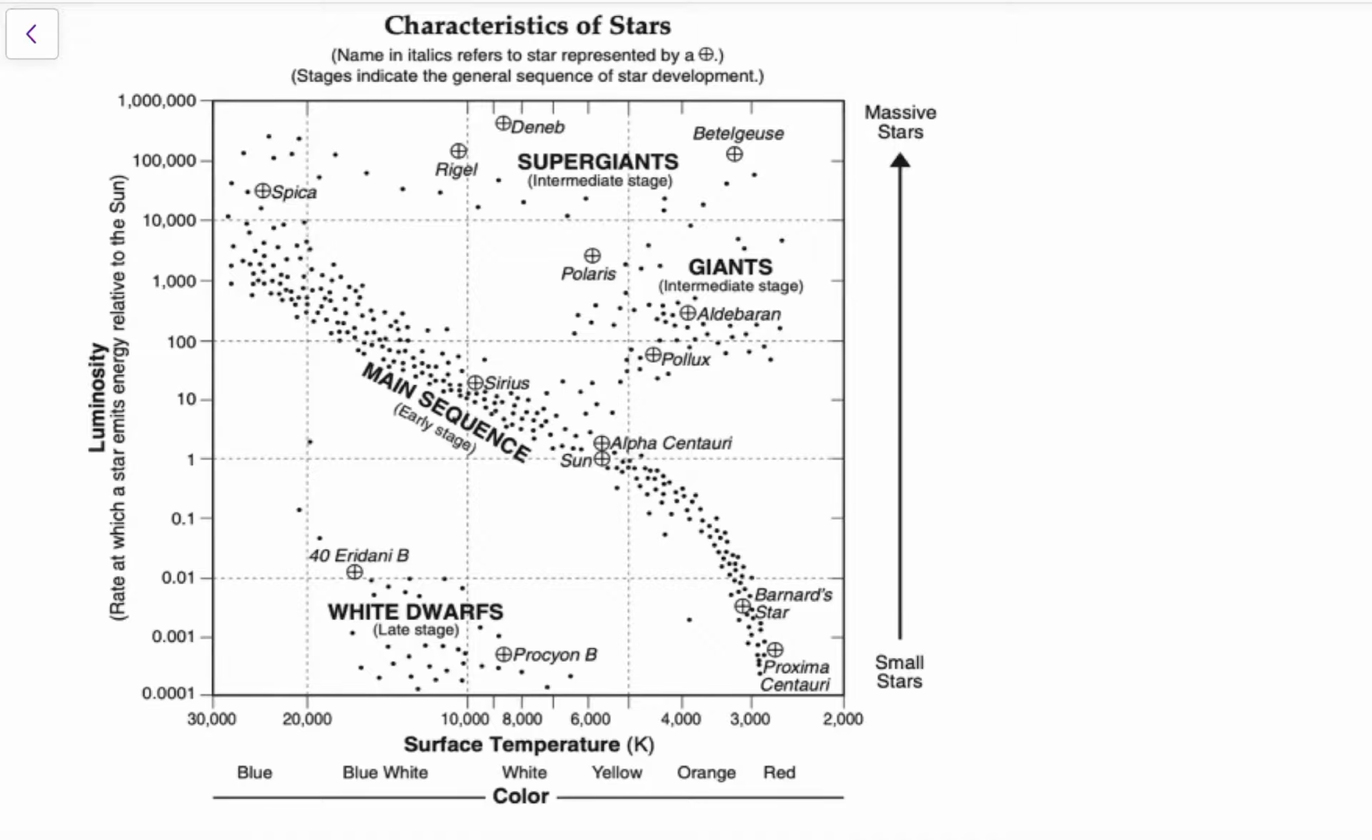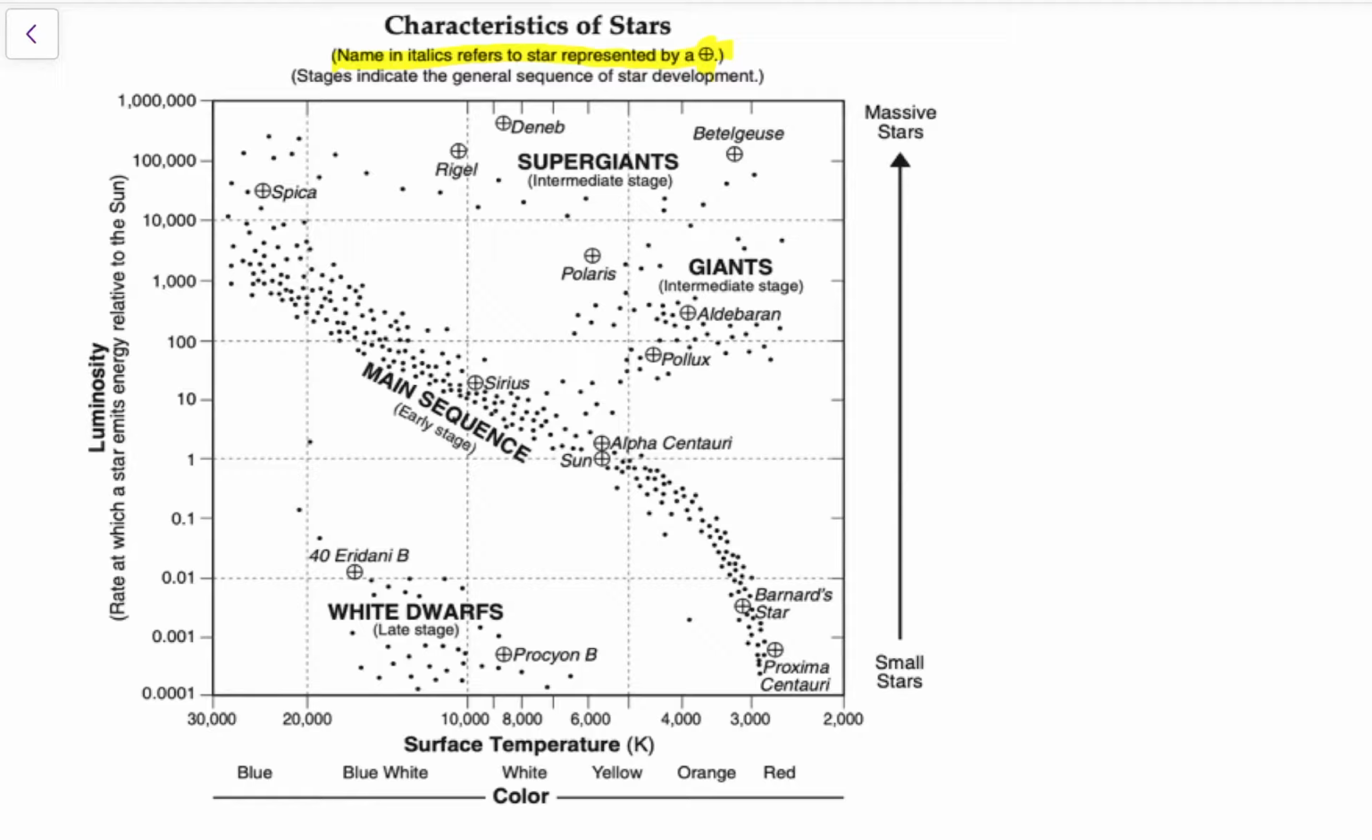It says characteristics of stars. Name in italics refers to the star represented by a circle with a cross through it. So what that tells us is that whenever we see this little circle with a cross through it, that's a specific star, and then the name of the star is next to it. So every black dot on this diagram represents a star that could be found in the universe. There are about 16 stars that are specifically pointed out in this diagram.